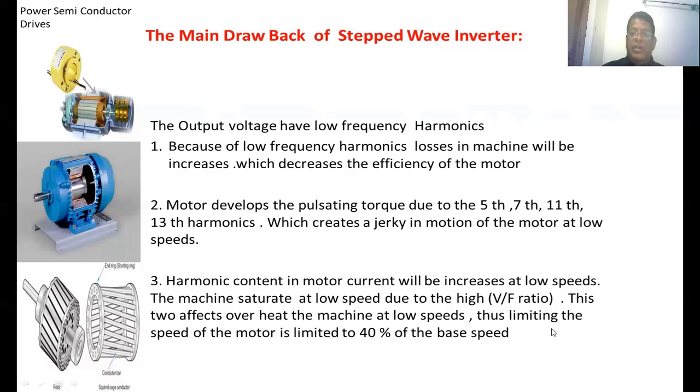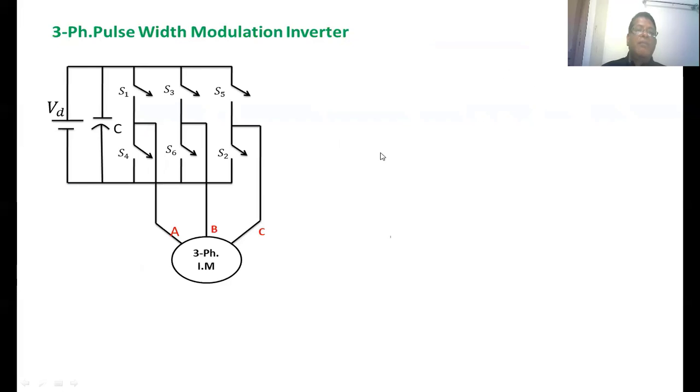So it gives a limitation on how low a minimum speed is possible for the induction motor if it is driven by the stepped wave three-phase pulse width modulation inverter. Already we have seen the same circuit in single phase pulse width modulation.